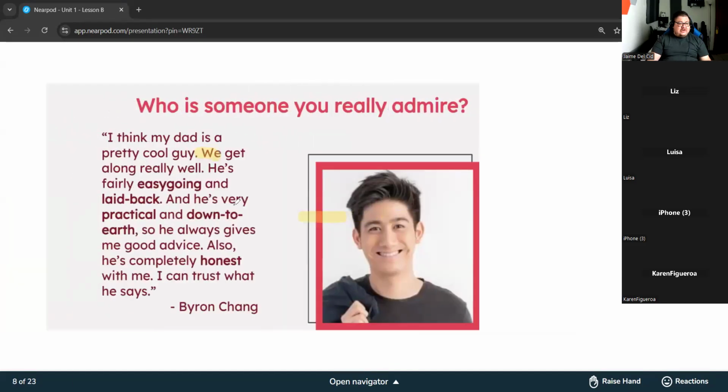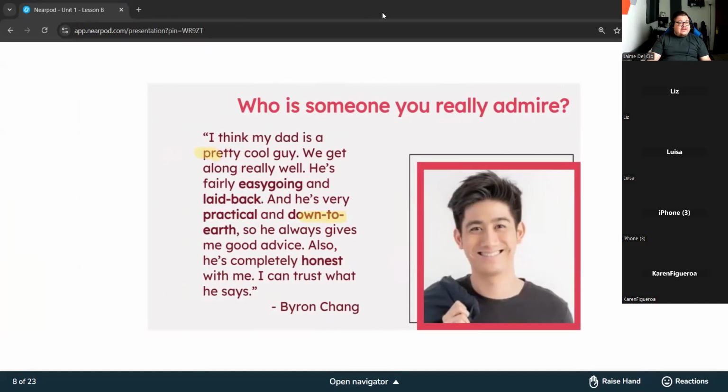Other examples are here. He's talking about his dad, right? So he's fairly easygoing. Fairly significa bastante. He's very practical, right? Completely honest. So these words that I'm showing you, these words make these adjectives stronger. Les dan como más fuerza a los adjetivos que están describiendo, ¿verdad? Cuando yo digo palabras como very, really, extremely, totally. So these are expressions that make these adjectives stronger.